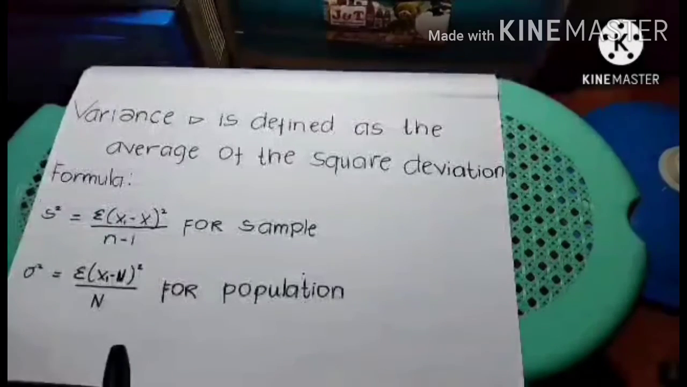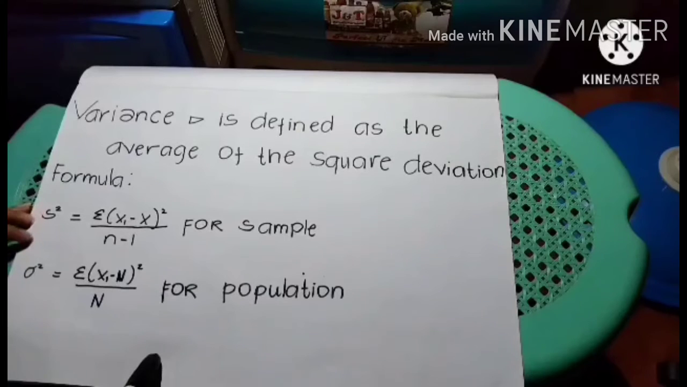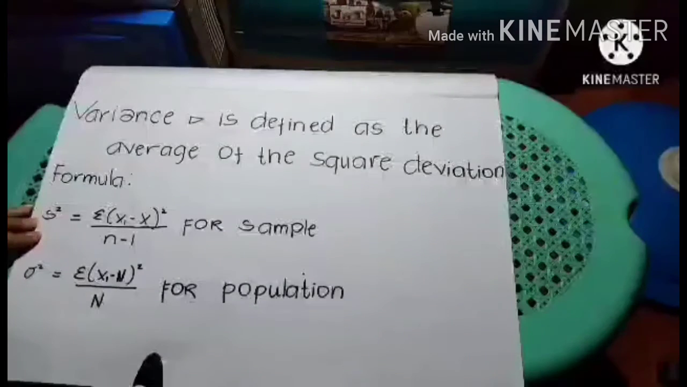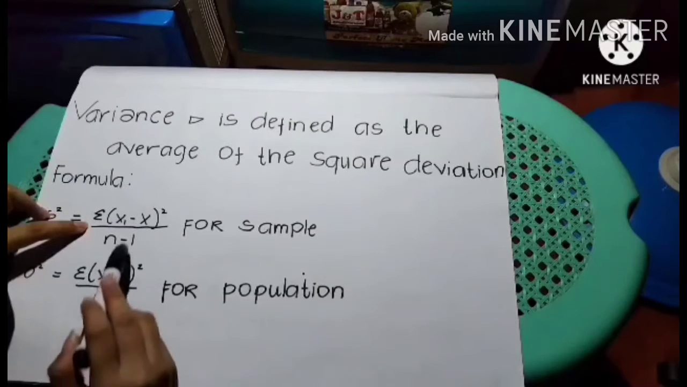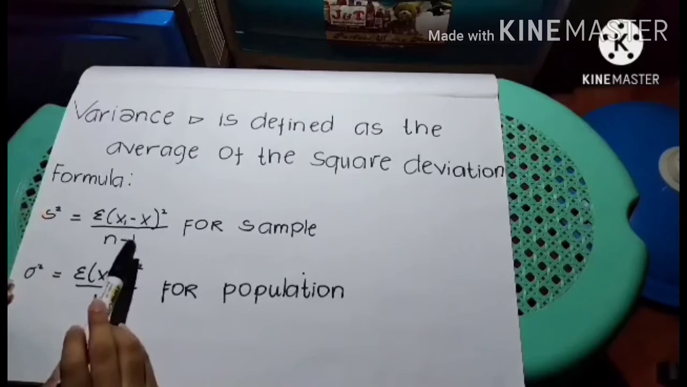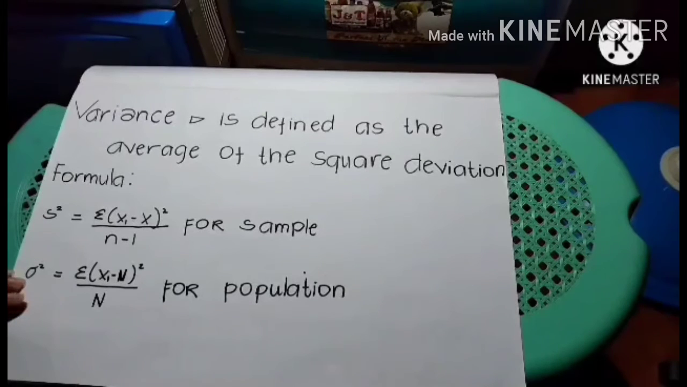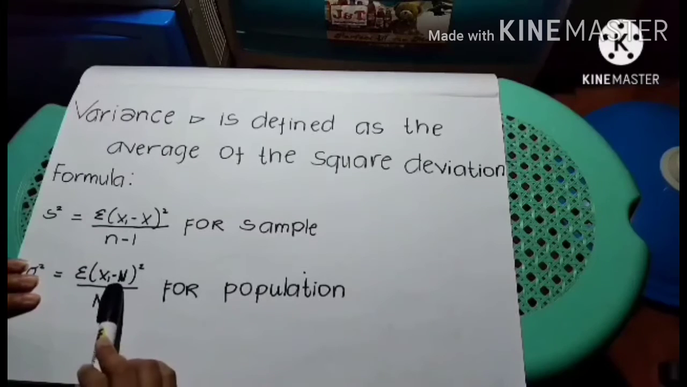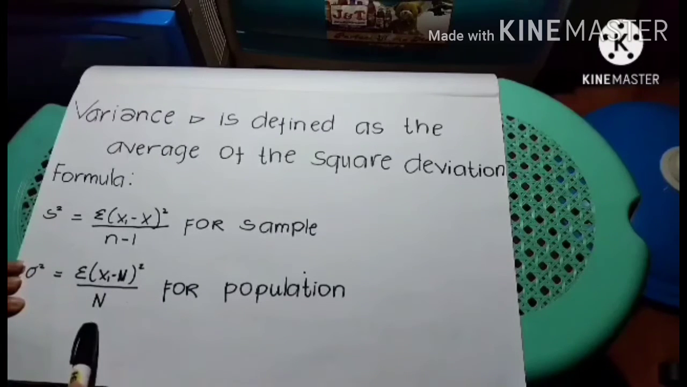Next is variance. Variance is defined as the average of the square deviations. These are the formulas. For the sample, s squared is equal to the summation of xi minus x bar squared over n minus 1. For the population, sigma squared is equal to the summation of xi minus the population mean squared over n.